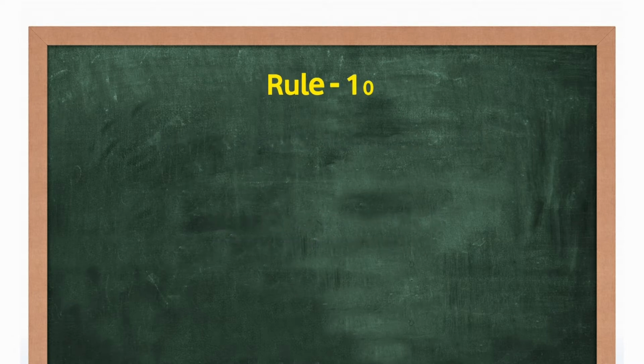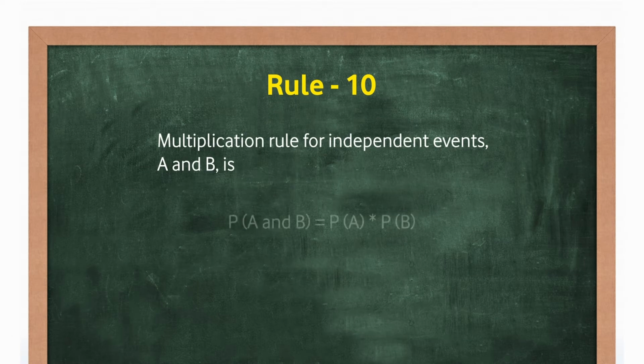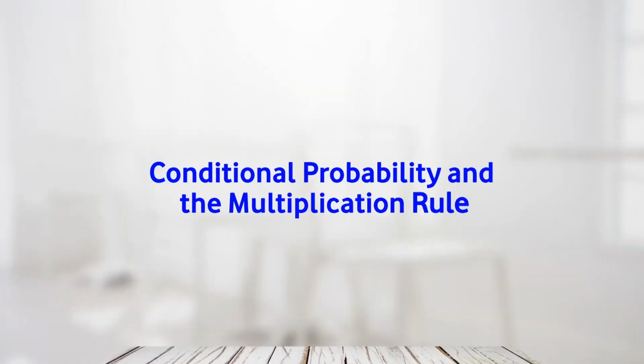And if you talk about rule number 10, which focuses on the multiplication rule for independent events, A and B is denoted by P(A and B) equals probability of A multiplied by probability of B. So what we have observed is that these are very important ingredients, and on the other hand there are certain conditional probability and multiplication rules which we have already talked about.